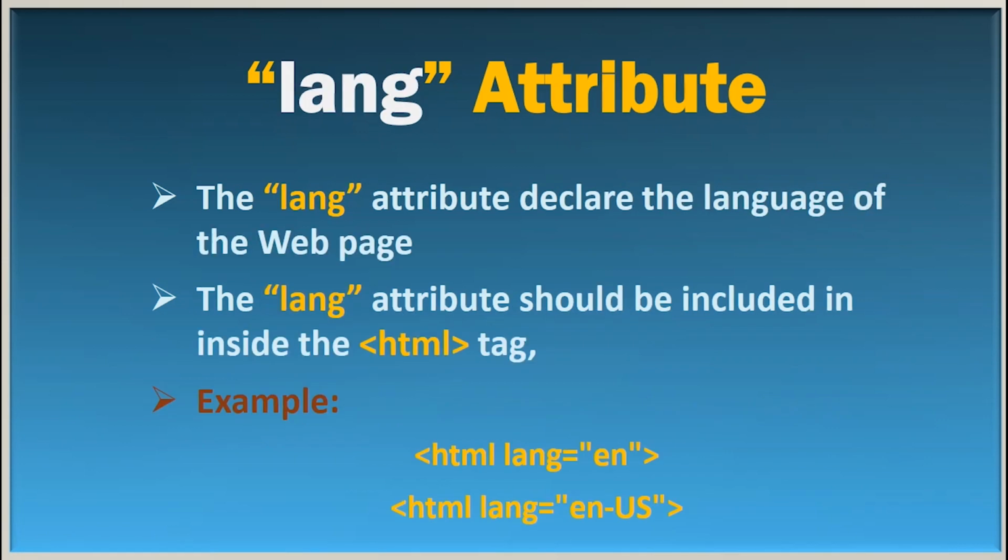Lang attribute. The lang attribute declares the language of the web page. You should always include the lang attribute inside the HTML tag. This is meant to assist search engines and browsers. Here we can see an example of a lang attribute, and this lang attribute is used in the HTML element. Further, a country code can also be added to the language code in the lang attribute. So the first two characters define the language. These two characters show the language, and the last two characters define the country code.